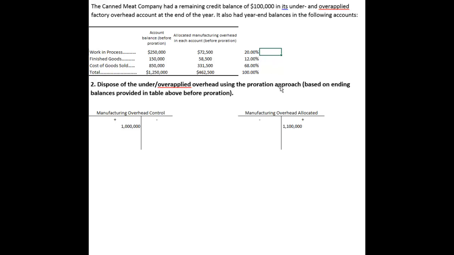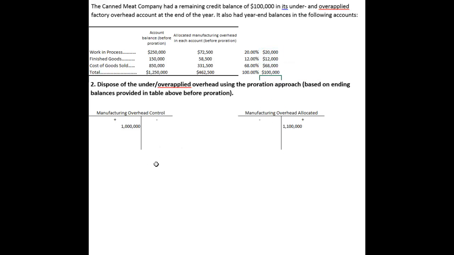So I could take this amount here and multiply it by the $100,000 overapplied overhead that we're dealing with. Okay, so that's the total amount of the overhead that's going to be disposed of.